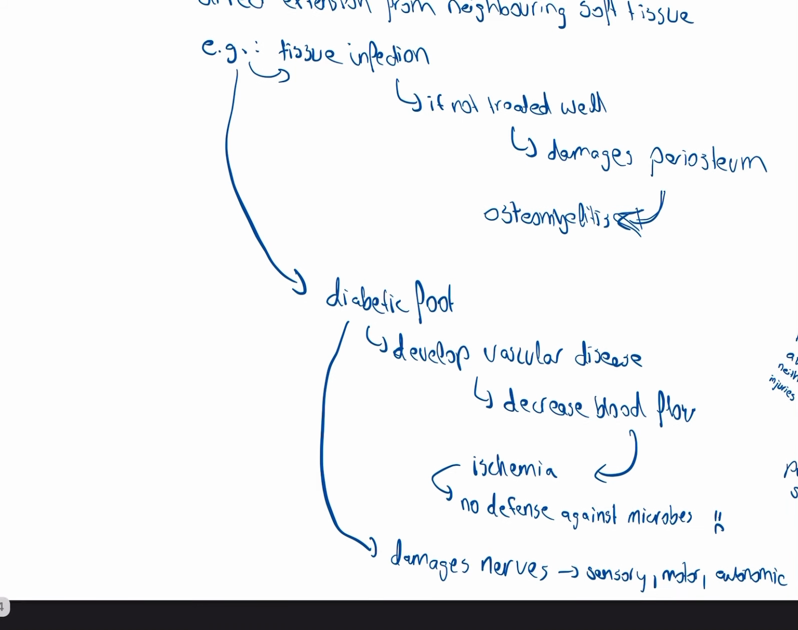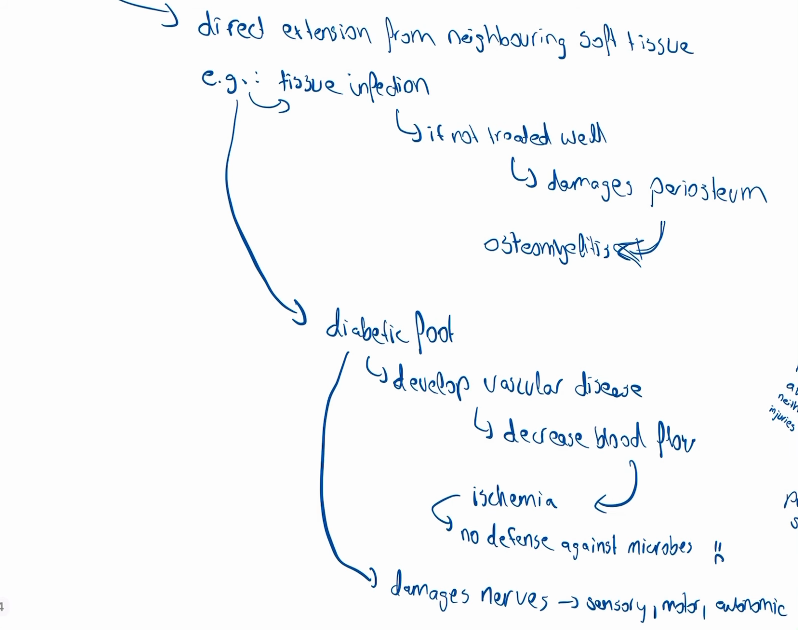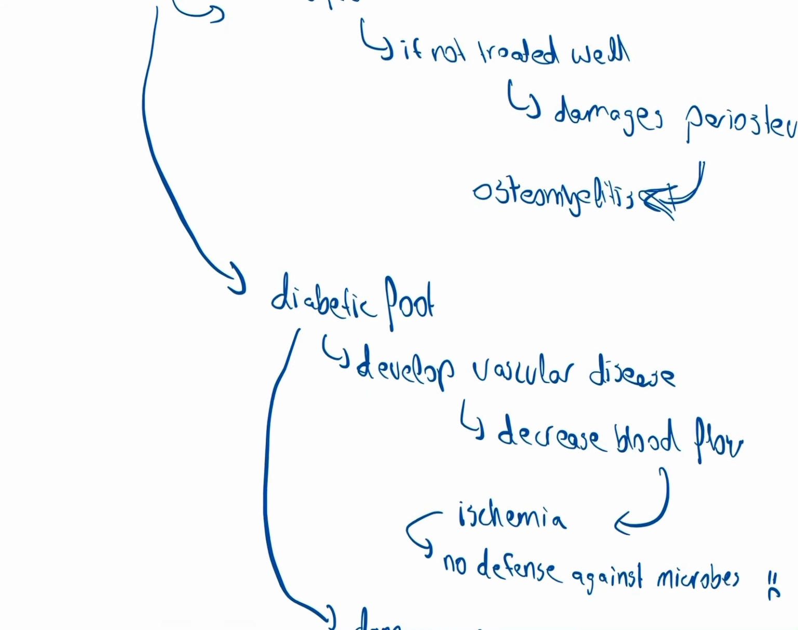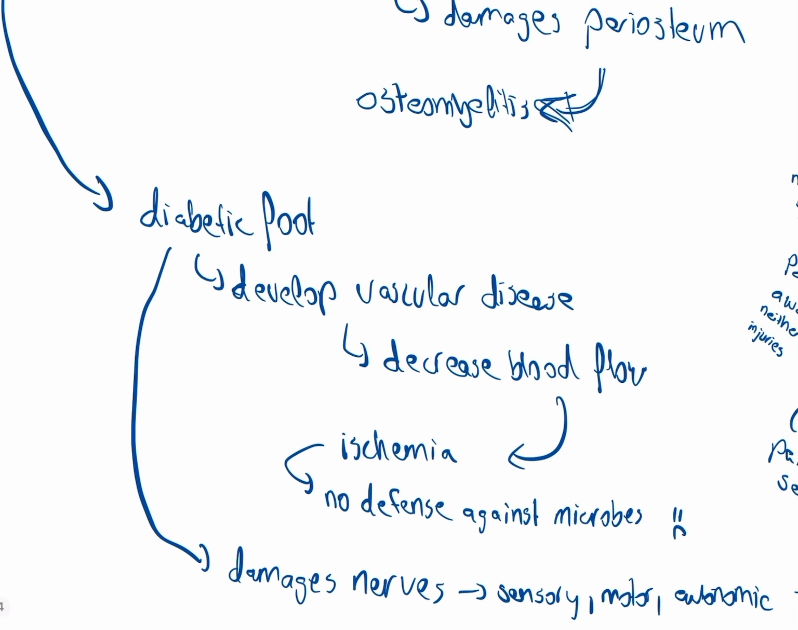Another example is a diabetic foot. A vascular disease can develop, which decreases the blood flow. And if we have a decrease of the blood flow, ischemia can happen, which can lead to no defense against the microbes. And if we have no defense, osteomyelitis can happen.